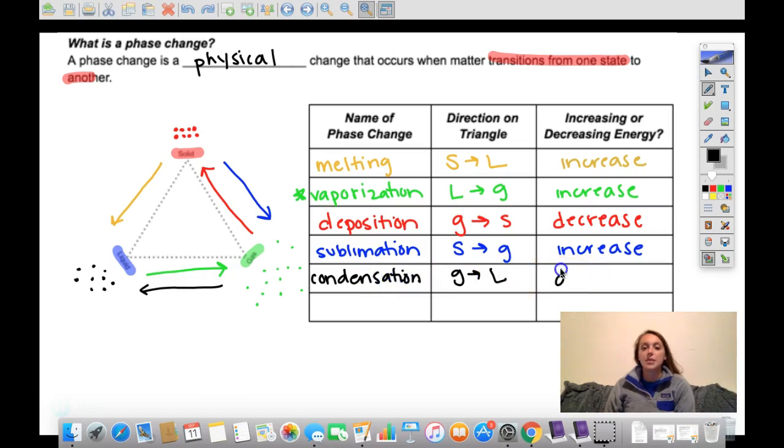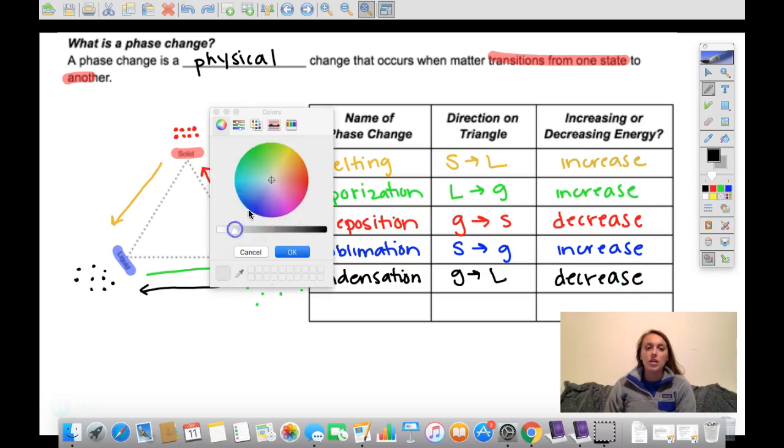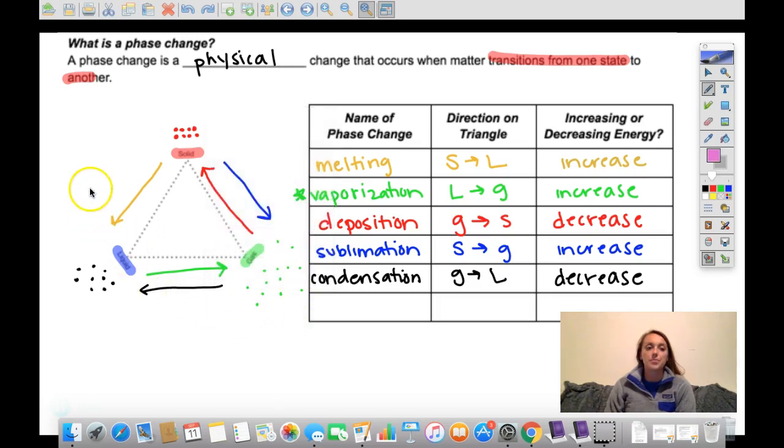And in this case, we're going to be decreasing the amount of energy. We're slowing those molecules down. They're getting a little closer together. And so we are decreasing the energy of the system.